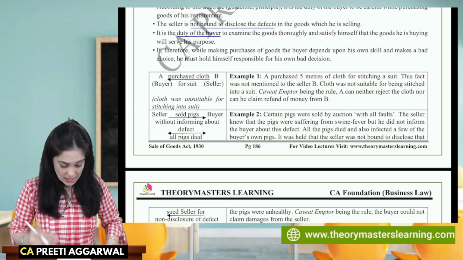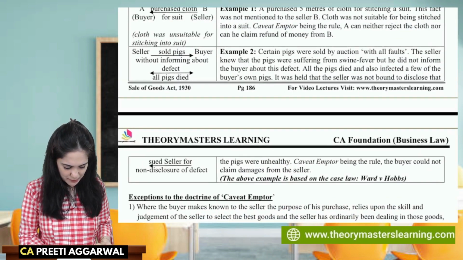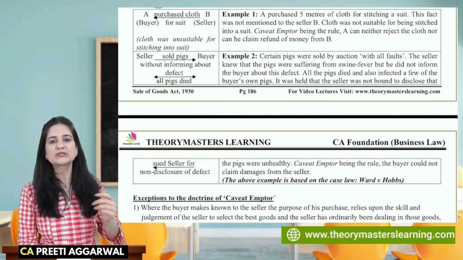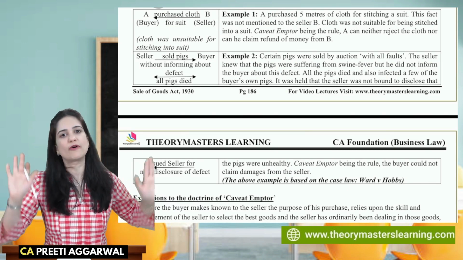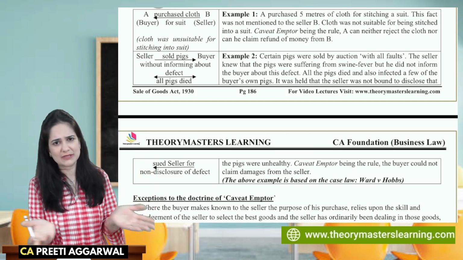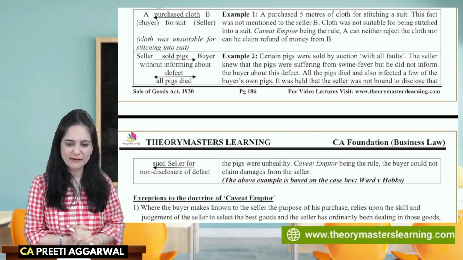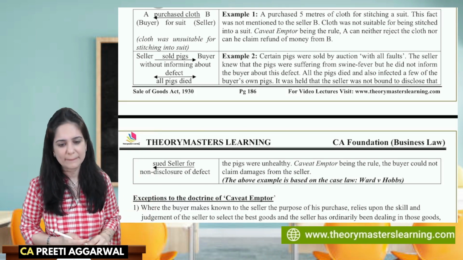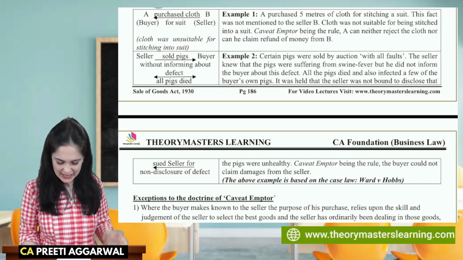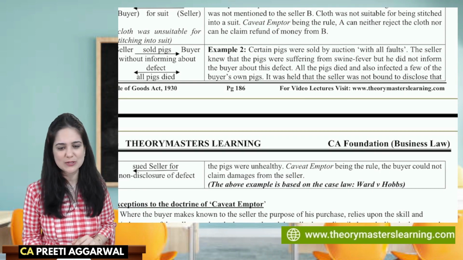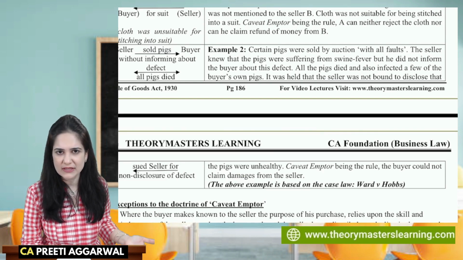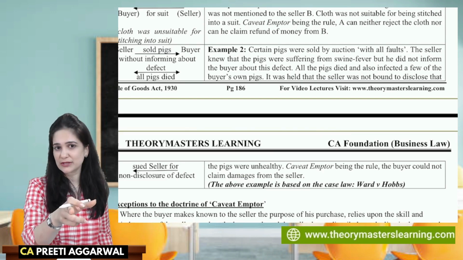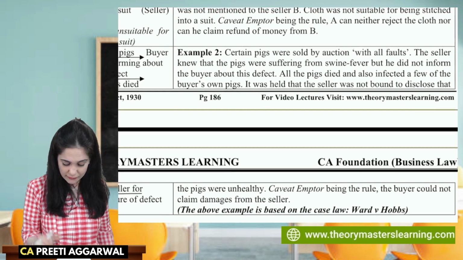Seller sold pigs to the buyer without informing him about certain defects. Now the pigs were sold at an auction with all faults. Seller knew that the pigs were suffering from swine flu, but he did not inform the buyer about it. All the pigs died, and they also infected the buyer's own pigs. So it was held that seller is not bound to disclose the defect in the goods. Buyer, you have to check the goods before buying. See, it was sold with all faults.